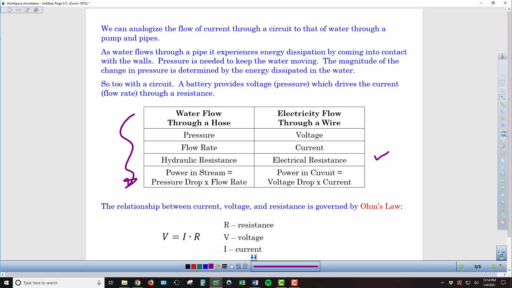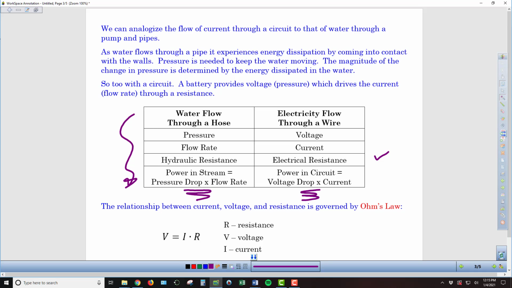So the power in the stream, which we'll define a little bit more carefully in a minute, is equal to the pressure drop times the flow rate. So in the hose, whatever that pressure drop is from point A to point B times the flow rate is going to calculate the mechanical power of the water. And so for electrical power, we can calculate it by multiplying the voltage drop times the current. So that gives us the power law. Again, we'll take a look at that in just a moment.